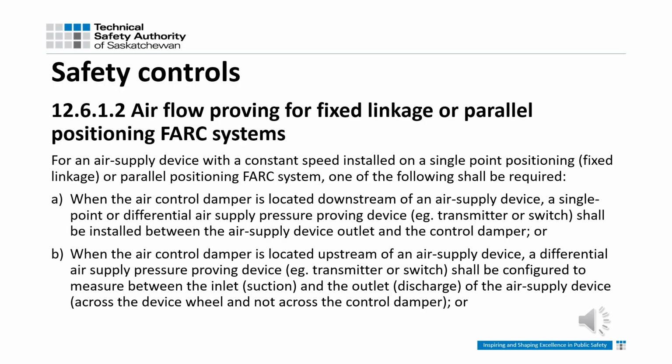12.6.1.2 lays out three options. A. When the air control damper is located downstream of the air supply device, a single or differential air supply proving device shall be installed between the outlet and the damper. Or B. When an air control damper is located upstream of the air supply device, a differential air supply pressure proving device shall be installed to measure between the inlet and outlet of the air supply device.